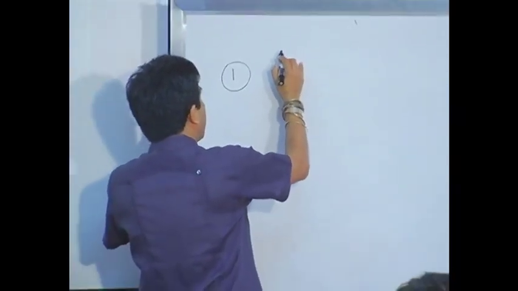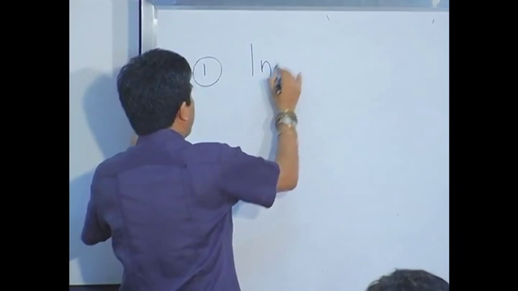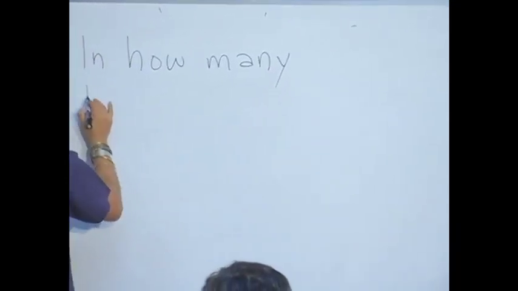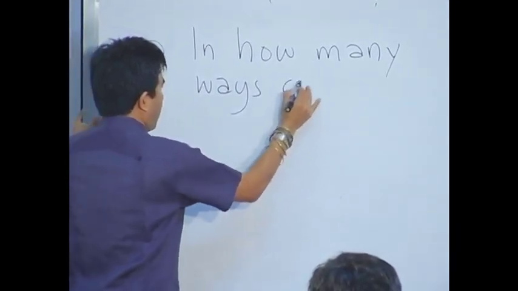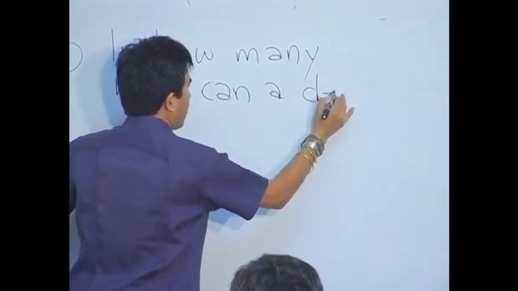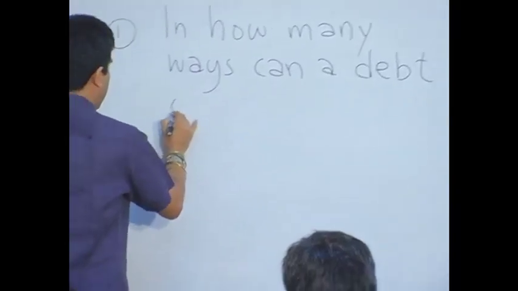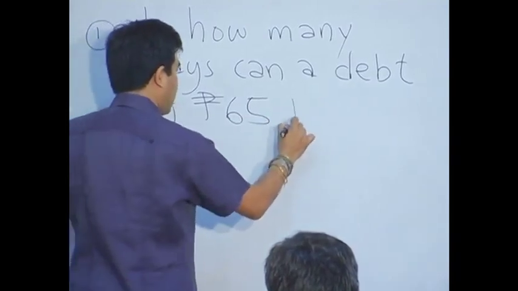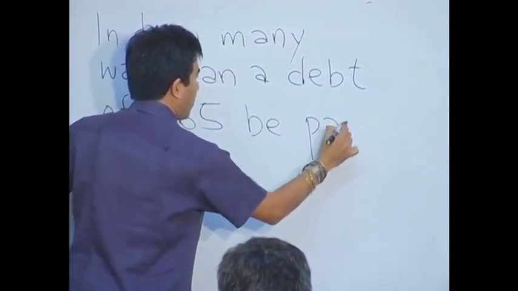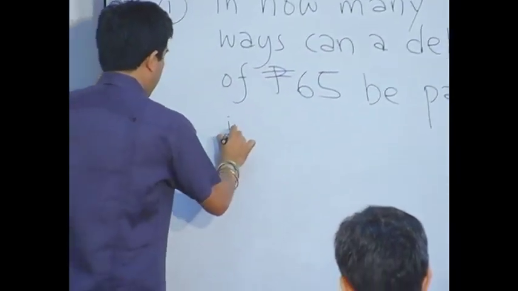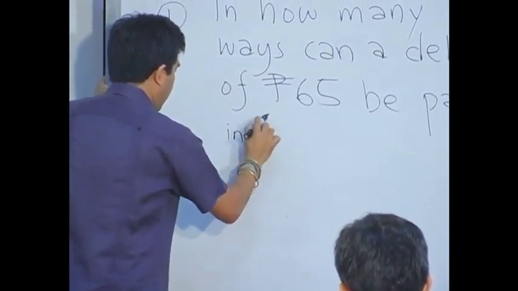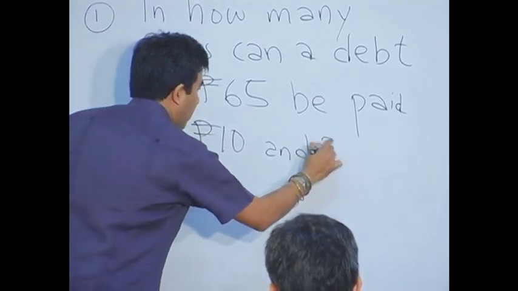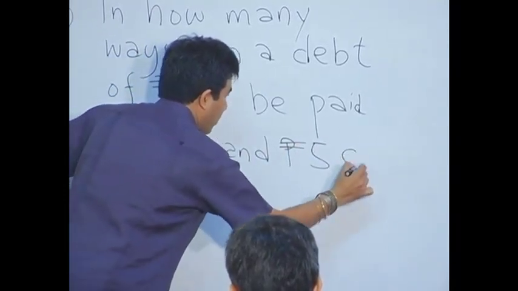For example, in how many ways can a debt of, let's say, 65 pesos be paid in 10 peso and 5 peso coins?